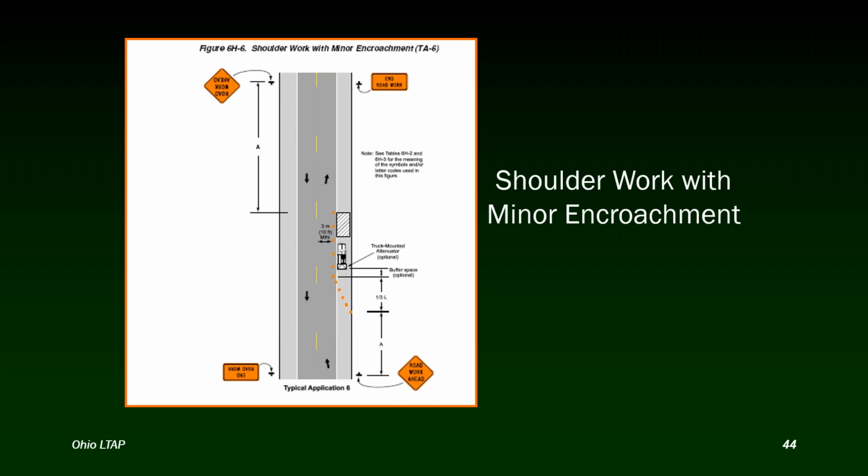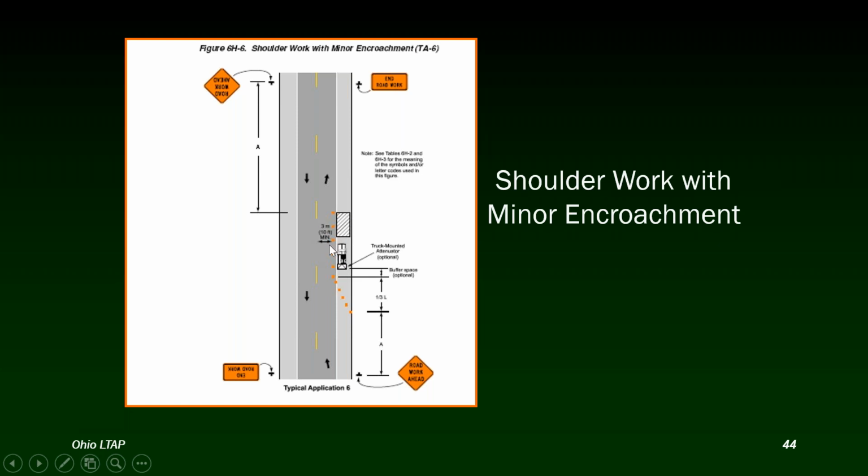And then sometimes you're on the shoulder, but you're out into the lane a foot or two. That's typical application number 6, which is titled shoulder work with minor encroachment. We can see in this picture the shoulder taper, which is 1/3 the length of a merging taper, remember? And then your cones are out here in the lane of travel. In this case, the sign says road work ahead or shoulder work ahead. Actually, you want road work ahead in this situation because you're encroaching. Then you also have a buffer space, and then your work vehicle with an optional truck mounted attenuator protecting the work area. The hatched out area is the actual work area.